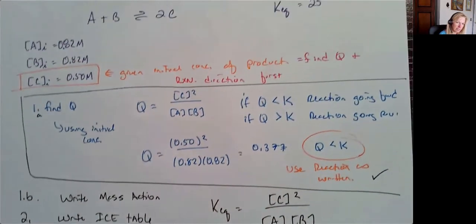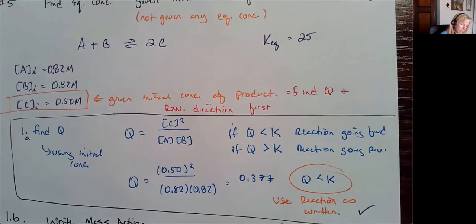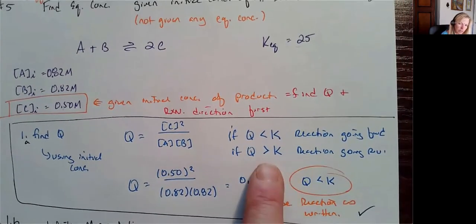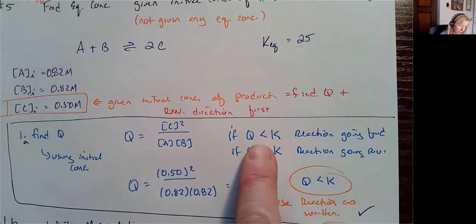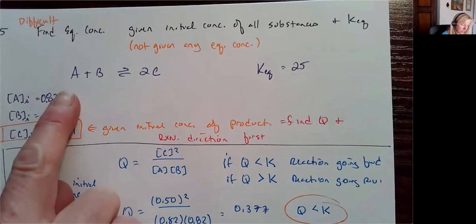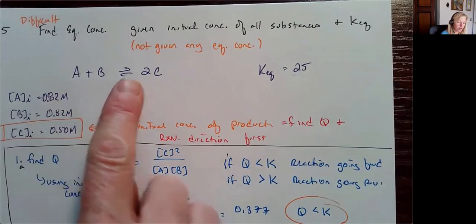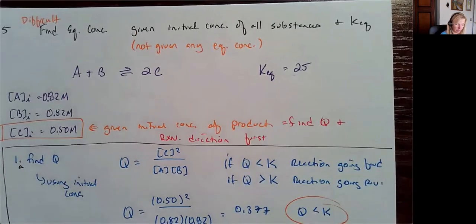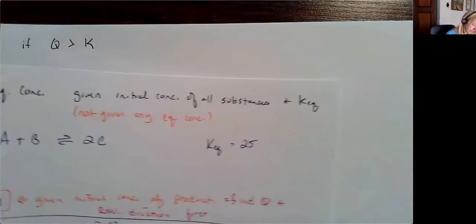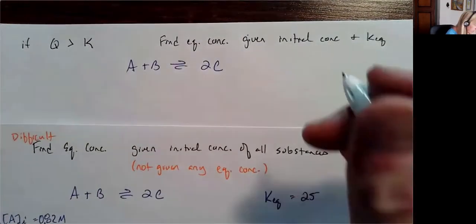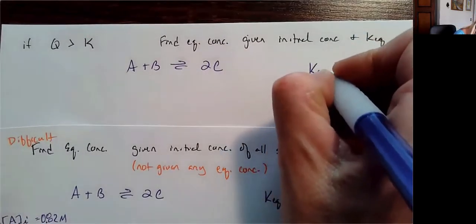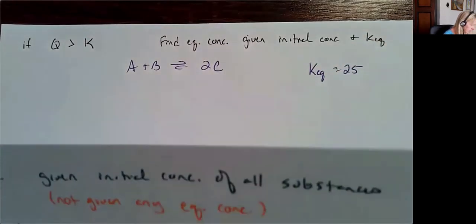Let's go back to this original scenario here, and let's see what would happen if Q was actually greater than K. In this one we had Q less than K, meaning that the reaction is still going forward, even though I have C present at the beginning, so I can write my Keq as I have it written. So let's assume that I don't have that. If Q is greater than K, now I have a problem. So I'm going to rewrite my equation, and now I'm going to give you some different values. Keq is still going to stay at 25.